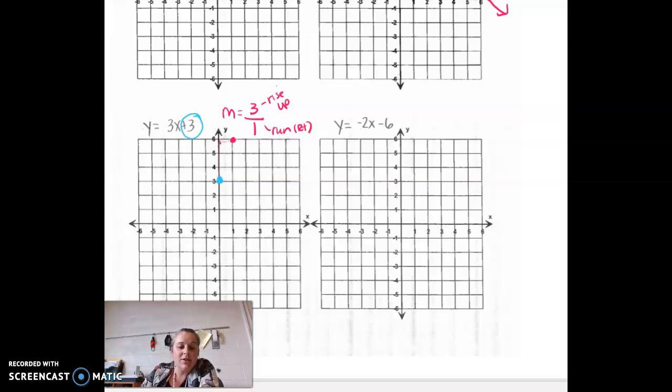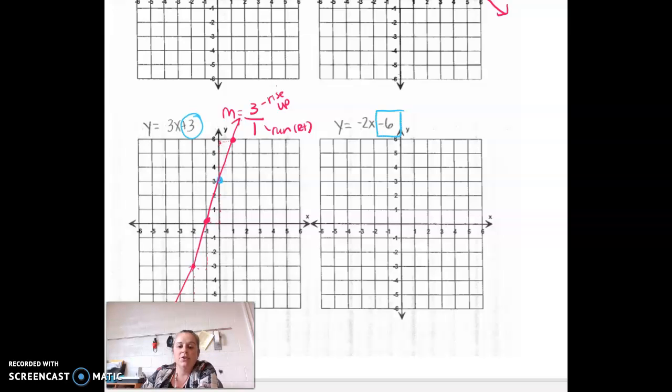And I ran out of places. So let's go down 3. If I go down 3, I have to go over 1 to the left. And then down 3, and then 1 to the left. Okay. And so then I'm getting a graph that looks like this. And you want to go as far as you can go. All right, let's look at the last one here.